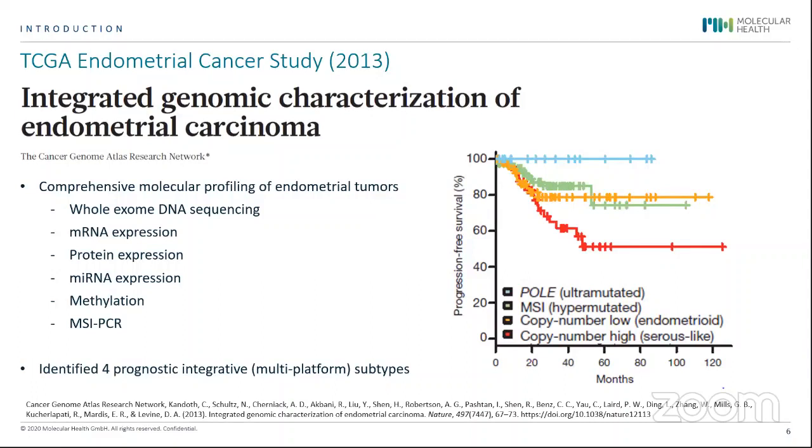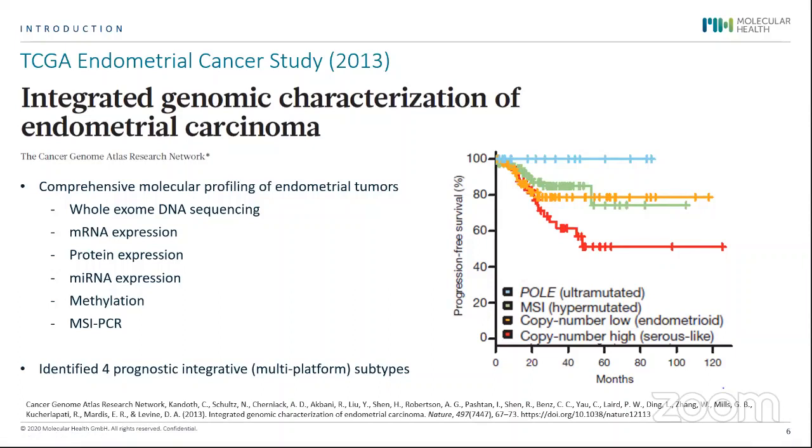One of them, called POL, is characterized by super high mutational burden, specific mutational pattern, and, well, as the name says, mutations in POLE, and has, irrespective of grade and stage, excellent outcome. So I want to point here to the observation time. This is around 10 years follow-up time here.